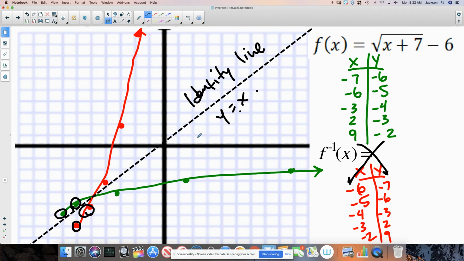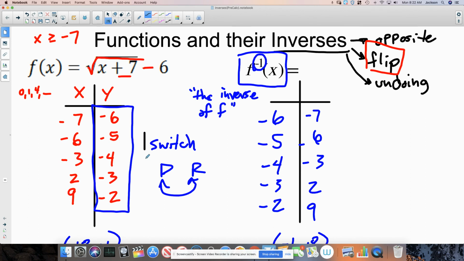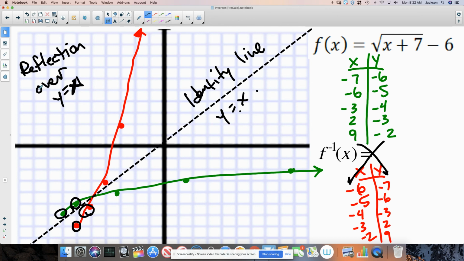So a different interpretation of inverses when we talk graphically is a reflection over y equals x. So this is how we can interpret inverses. We can interpret inverses as switching the domain and the range. That's one way to think of an inverse function. A different way to think of an inverse function is as a reflection over the line y equals x. And that happens because of us flipping the x and the y values here. All right, let's look at a different interpretation in another video.